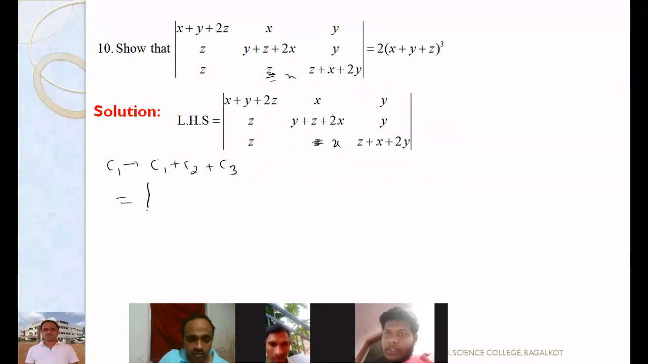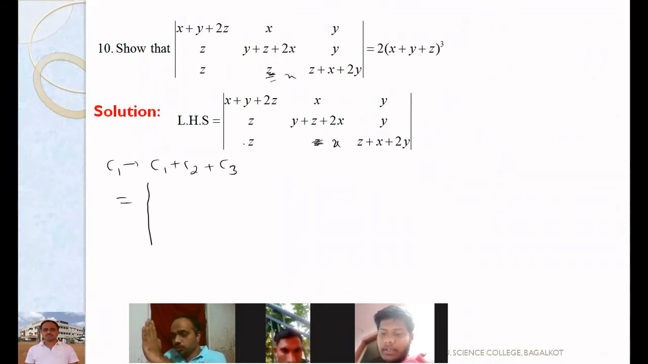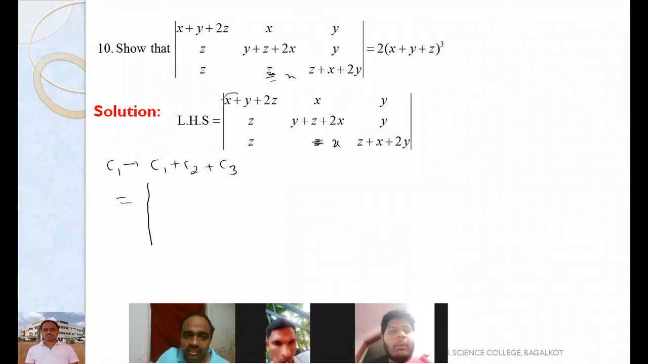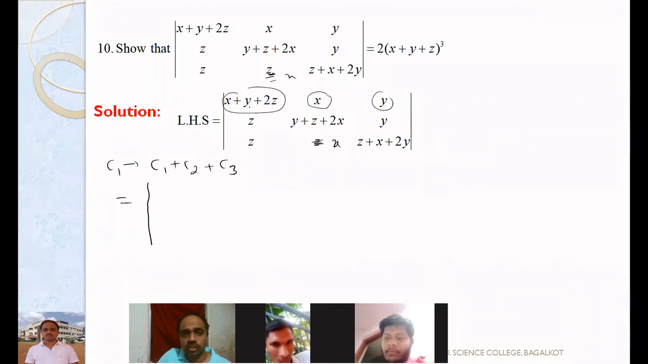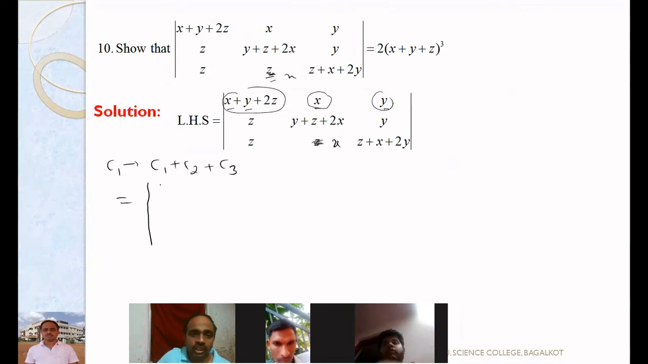Yes, what will be the answer? C1 plus C2 plus C3. Columns means vertical lines: C1, C2, C3. Yes, this is x plus y plus 2z. This is the first column. In the second column, we have x. The third column is y. There are 3 columns. Now C1 plus C2 plus C3. X and one more x is 2x. Y plus one more y is 2y. And last 2z. So 2x plus 2y plus 2z. That will be the answer.